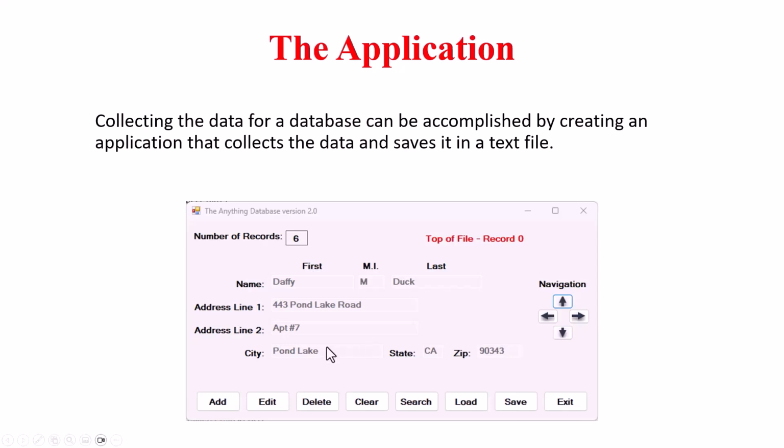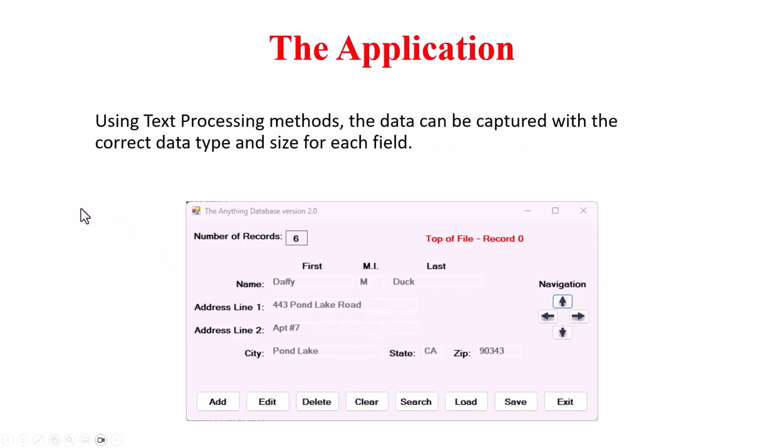So by creating an application that pulls in all our data here and allows us to work with it, we can save it into a text file and then bring it into the database. Using text processing methods, the data can be captured with the correct data type and size for each field. So we're going to control that here.